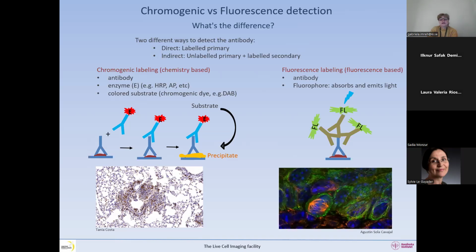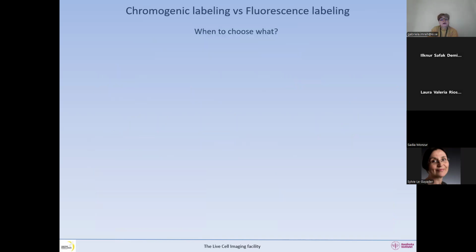Fluorescent labeling. In this case, our antibody would be labeled with a fluorophore, which absorbs and emits light, and we can visualize it when shining light on our sample. But when should we choose what? When should we choose a chromogenic labeling or a fluorescent labeling?